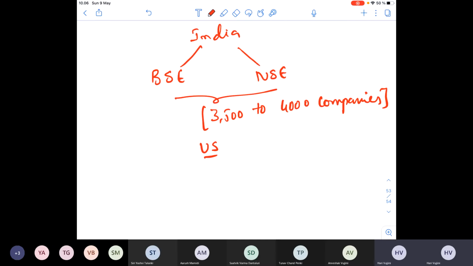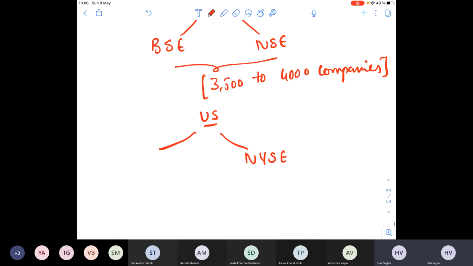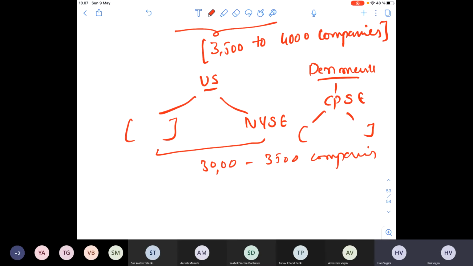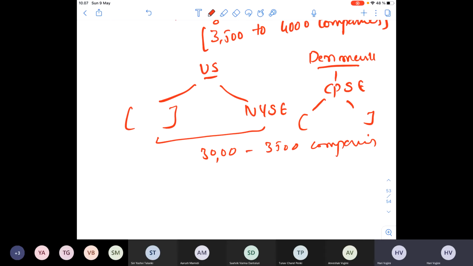Similarly in the US you have the New York Stock Exchange, NYSE, and there is another stock exchange I forgot. Overall there are 3,000 to 3,500 companies traded in the US. Similarly in Denmark we have the Copenhagen Stock Exchange, and I don't know the exact numbers, but I believe it would be 1,000 to 1,500 companies that are traded.